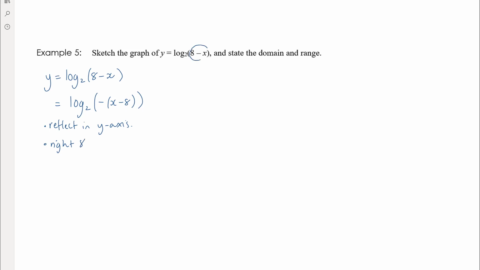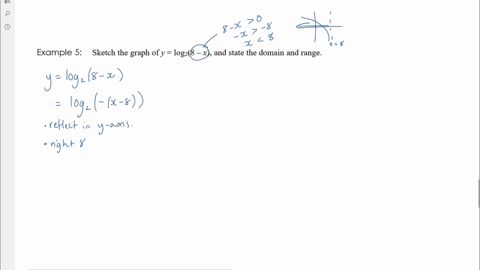Now, if you have trouble with that, I would advise thinking about the domain first. 8 minus x has to be bigger than 0. We know that whatever's inside the log has to be bigger than 0, which means minus x is bigger than minus 8, which means x is less than 8. So therefore you know your graph has an asymptote at 8, and the graph is less than that, so it's going to be back this way. Okay, so that helps you to think through that reflected in the y-axis and then translated to the right by 8 to get it in the right position.